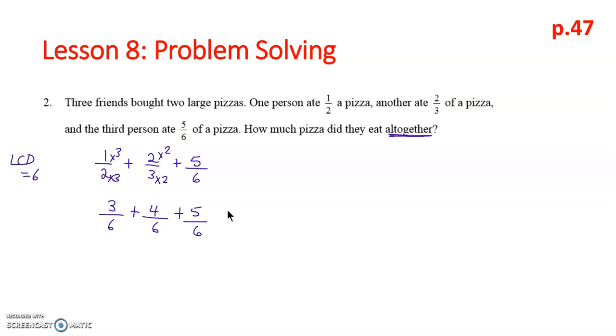And now we can add our numerators. 3 plus 4 is 7, plus 5 is 12 over 6, and we change that improper fraction to a mixed number, but in this case it works out perfectly. So 6 goes into 12 twice. So how much pizza did they eat? Well, they ate 2 whole pizzas. So they ate everything.